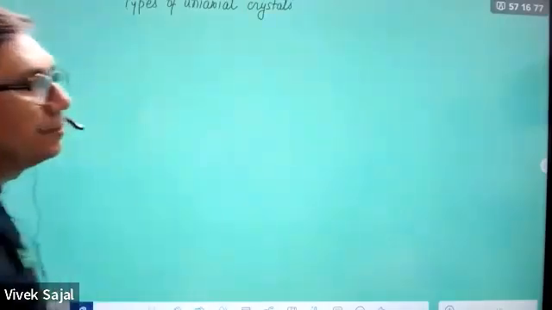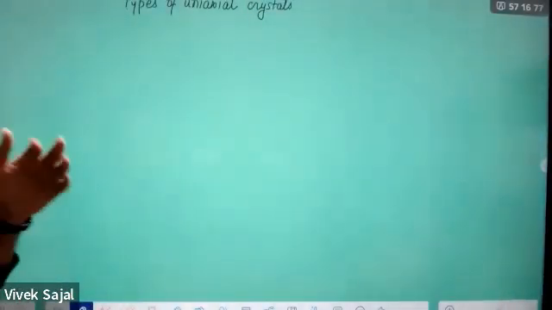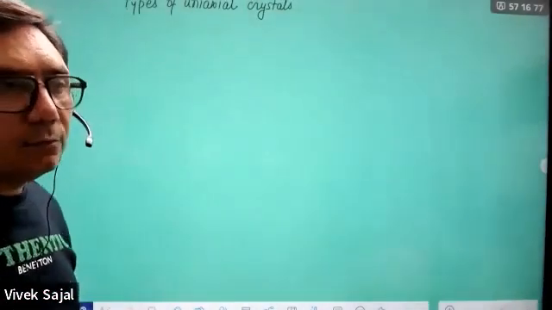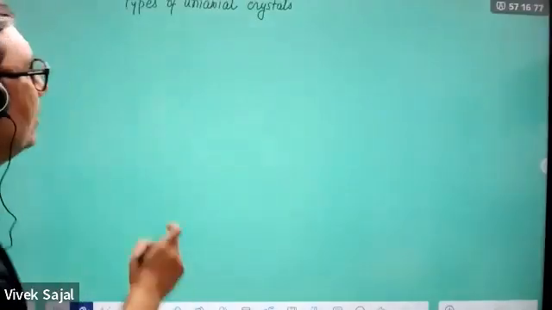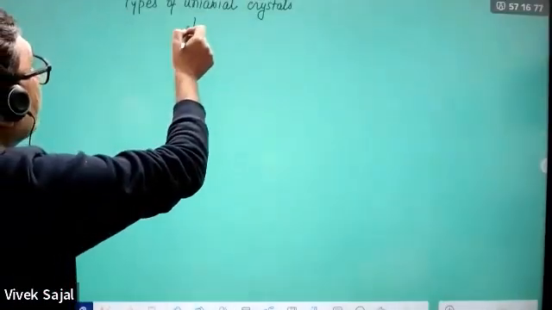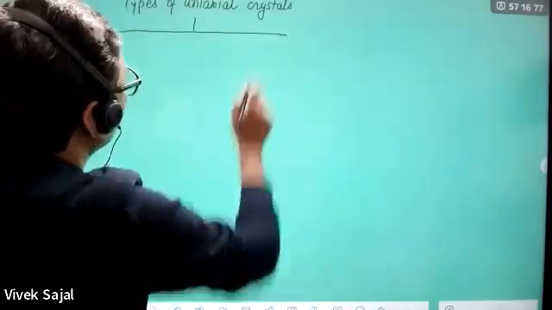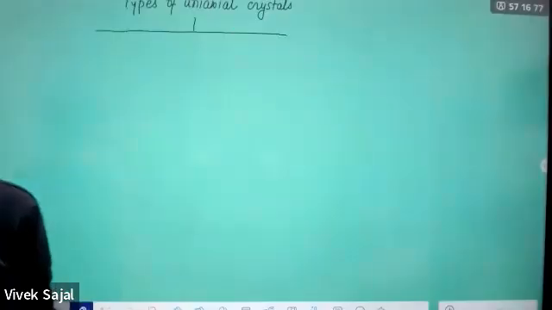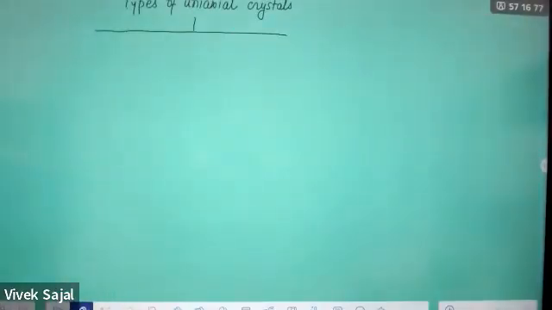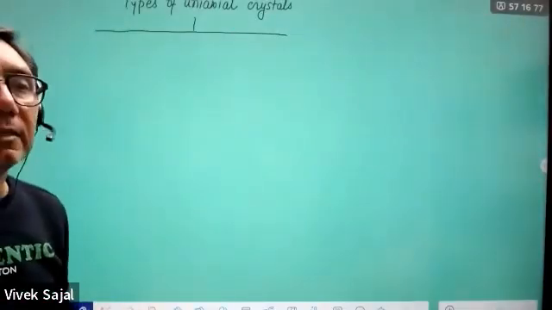Uniaxial crystals means doubly refracting crystals. So, two types of doubly refracting uniaxial crystals are there. One is called positive, another is called negative. So two types of crystals are there: one is called positive crystals and another is known as negative crystals.